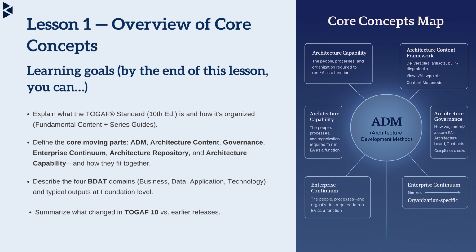By the end of this lesson, you'll be able to explain how TOGAF 10 is structured into fundamental content and series guides, define the 6 core components of the framework: ADM, architecture content, governance, enterprise continuum, architecture repository, and architecture capability, and describe how they work together. Identify and describe the 4 BDAT domains: business, data, application, and technology. And finally, summarize what changed in TOGAF 10 compared with earlier versions. Let's begin by understanding exactly what the TOGAF Standard 10th edition is.